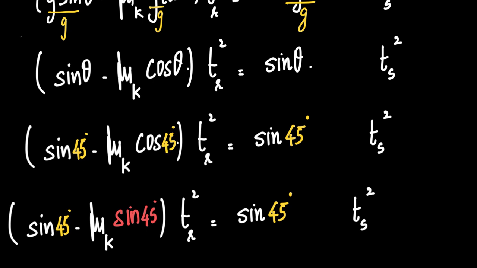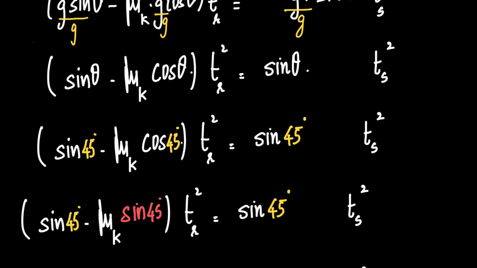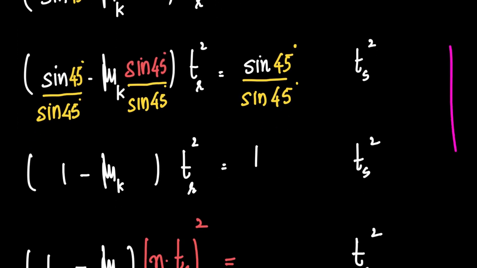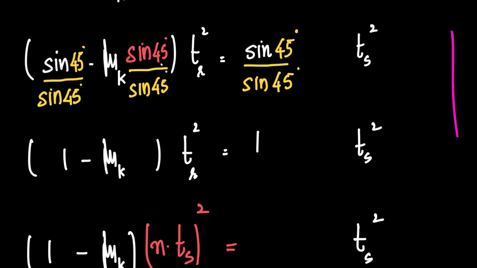Now, since theta is equal to 45, we know that sin theta is equal to cos theta, right? So instead of cos 45, I can write sin 45 here. And after writing the same equation, I'll divide this complete equation by sin 45. Now sin 45 by sin 45 is 1, again 1, and 1. So what we have is 1 minus mu k into TR square is equal to TS square.